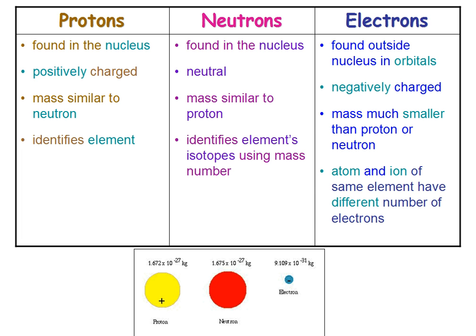And then electrons help us distinguish between neutral atoms with a charge of 0, because they have equal numbers of protons and electrons, and ions, which will have a different number of electrons than they have protons.